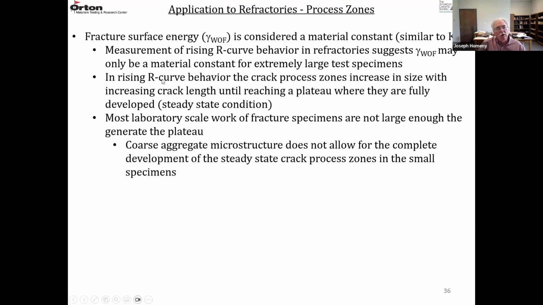So in rising R curve behavior, the crack process zones increase in size as the crack length increases until you reach that plateau where the process zones are fully developed in the steady state condition. Most laboratory scale work of fracture specimens are not large enough to generate that plateau. So the coarse aggregate microstructure does not usually allow for a complete development of steady state process zones in small samples. That's why the wedge splitting sample on a full-size brick is much more useful.